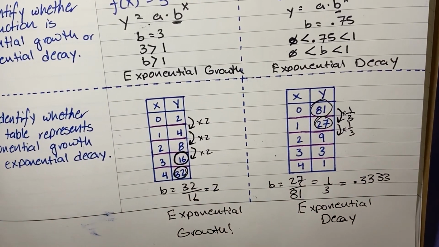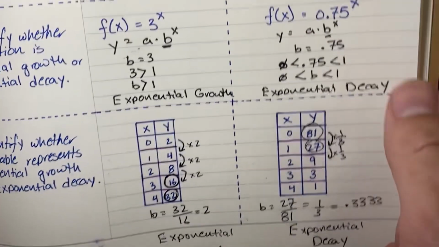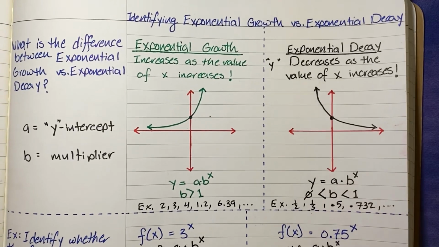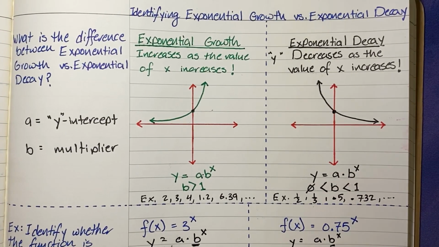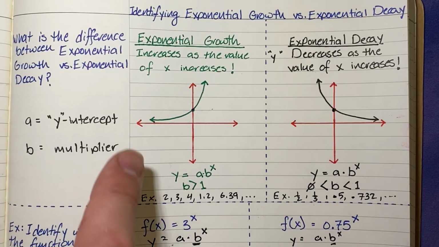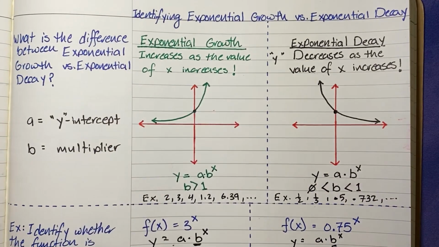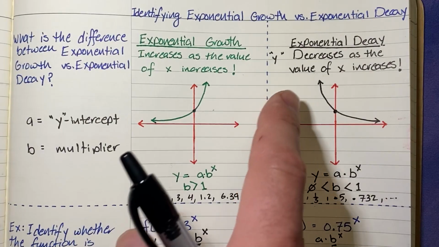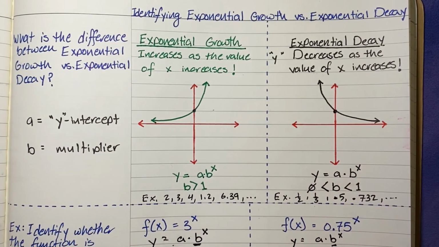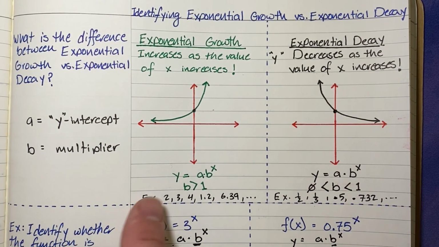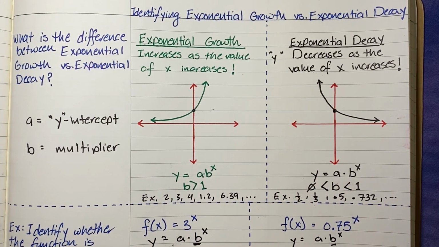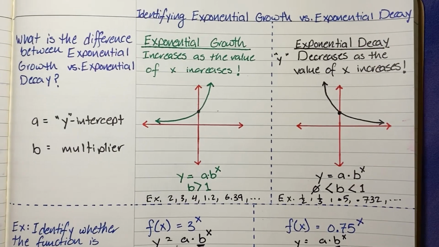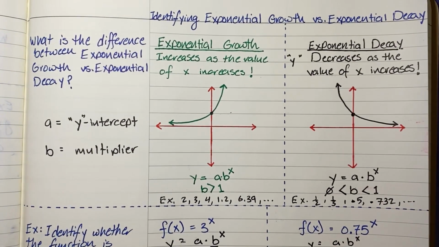And that pretty much does it for this specific video. So again, the things that you want to walk away from today is the difference between exponential growth versus exponential decay. In exponential growth, the y value increases as the x value increases. In decay, the y value decreases as the x value increases. B is greater than 1 for the growth. B is between 0 and 1 for the decay. So take advantage of this video, pause it, take notes on it if need be, and have a good day.